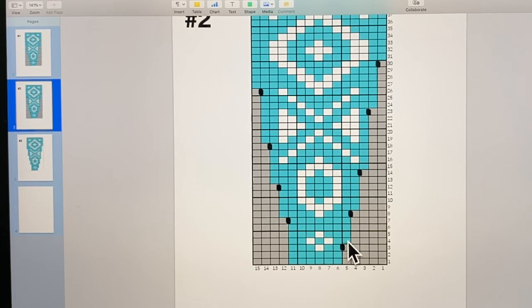And then you would continue blue, white, blue. That would be the fourth row. The fifth row would be blue, white, blue. Sixth row would be all blues. Seventh row would be blue, and then where that dot is, yarn over.